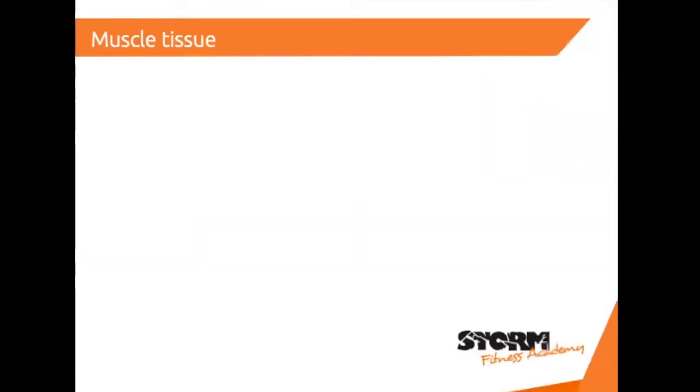Right, we've got 3 types of muscle tissue. Anybody got any ideas what those 3 types of muscle tissue are? Have a little think. You got an answer? Put it in the chat box. If you're at home, write it down on a bit of paper before I say it.